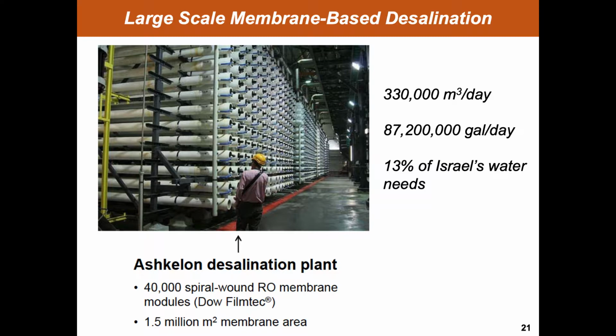Today, it's been dwarfed by plants that are more than twice this size that are built further up along the Mediterranean coast, and now Israel gets more than half their water by desalting the Mediterranean Sea. And this has caused remarkable changes in the way people live there. Farmers no longer have to worry about whether it's going to rain or not, and whether their crops will grow, for example.